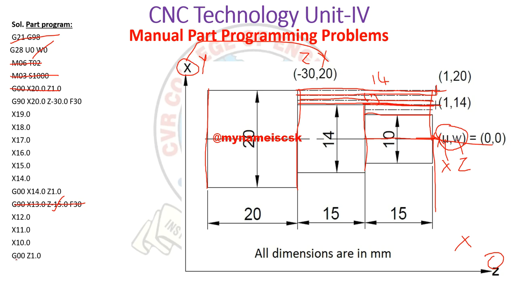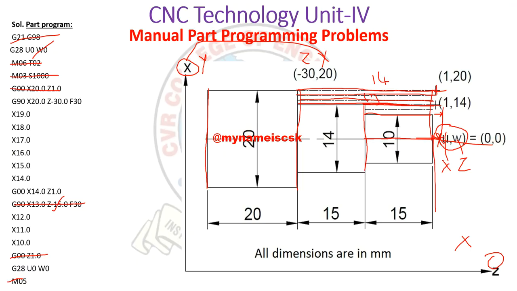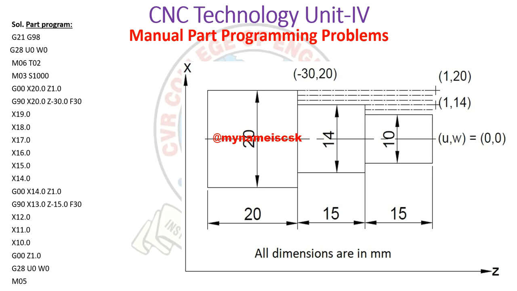So at the end, Z0 rapid traverse and Z1. This is Z0. It is coming to Z1 outside. Then U0 W0, it will again come to this position U0 W0, then M00, it will go to M00. Okay. So this is the explanation of the problem.